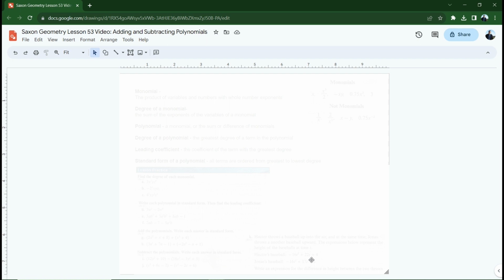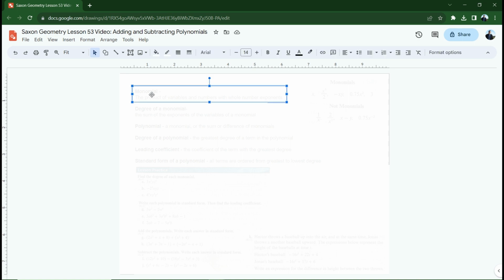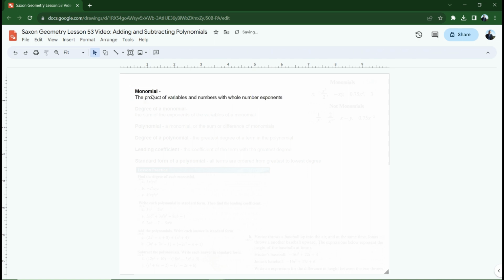Now, most of this lesson is just getting the terminology surrounding polynomials down. So that's where we're going to start. First of all, in order to understand what a polynomial is, you need to understand what a monomial is. A monomial is a type of polynomial that has one term.